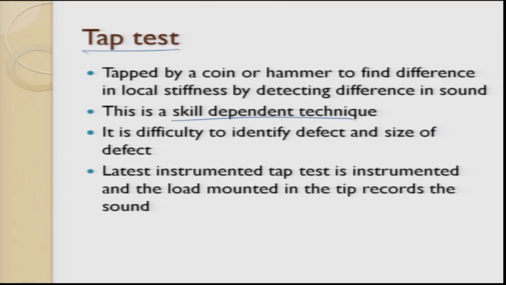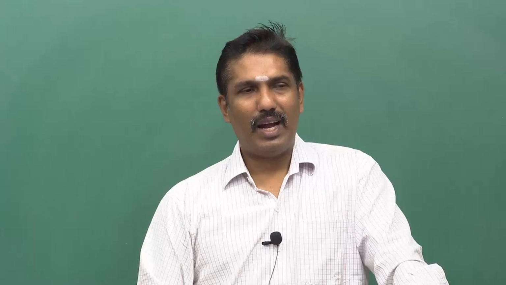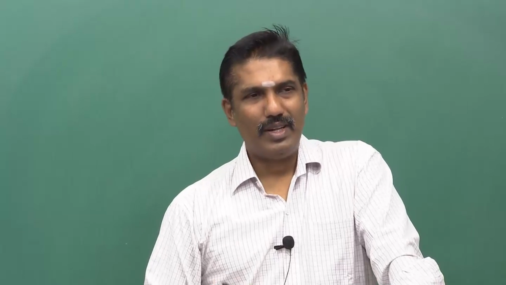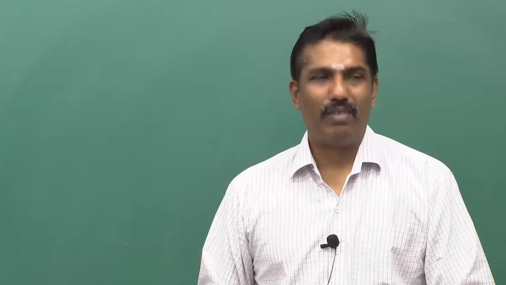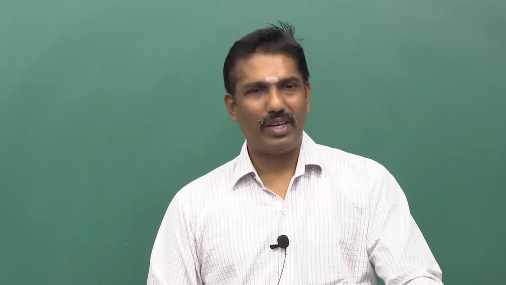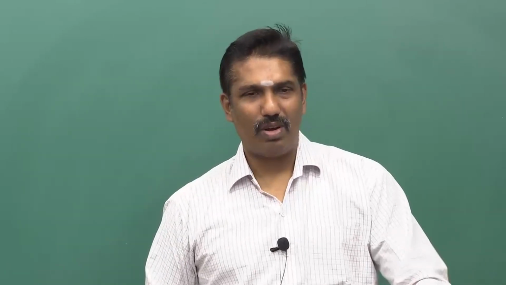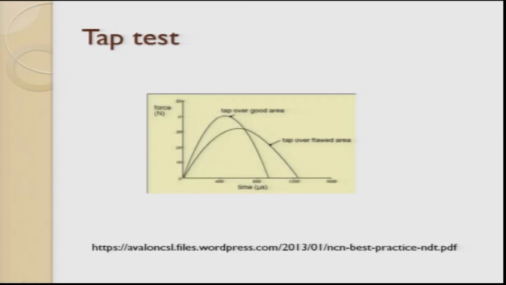So, in the latest instrumentation of the tap test, they have taken a hammer and put a load cell on it. When it hits the workpiece, this load cell records the signal and they try to interpret the health or the quality of the composite. If you see here, force against time, a tap over a good area and a tap over a bad area. This is a good area signal, this is a bad area signal. So, with respect to time and force, you can interpret whether the composite is good or not.